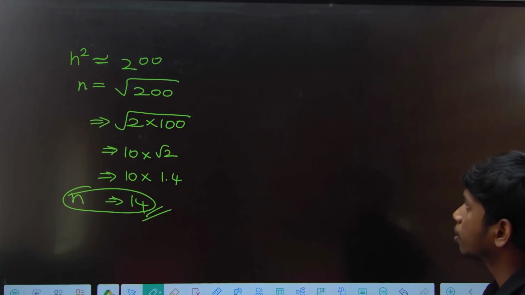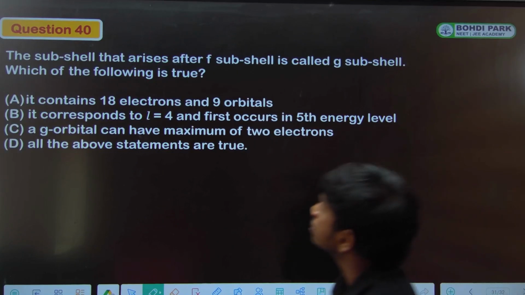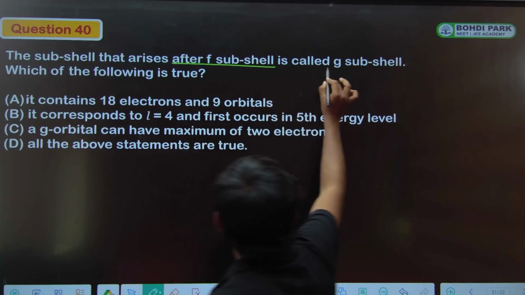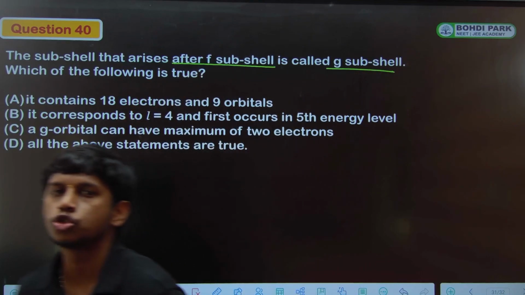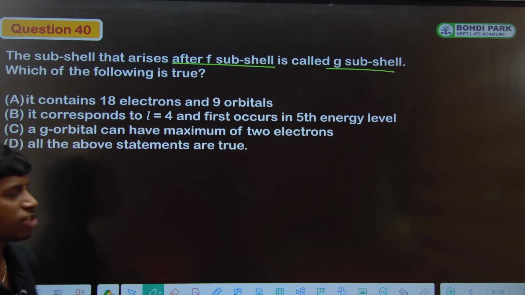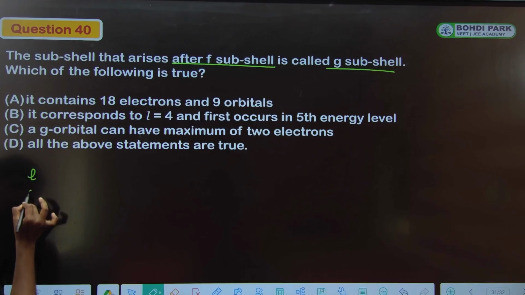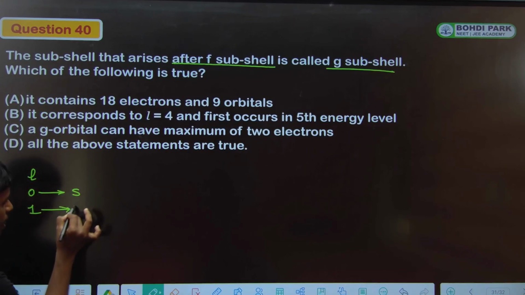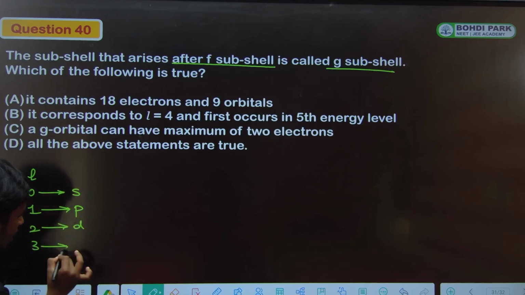Okay, then the last question of our day: the subshell that arises after F subshell is called G subshell. Which of the following is true? Okay? How do we classify subshells? We classify them by their L value. If L value is 0, we call it S subshell. If it is 1, P subshell. If 2, D. If 3, F. And if 4, G.